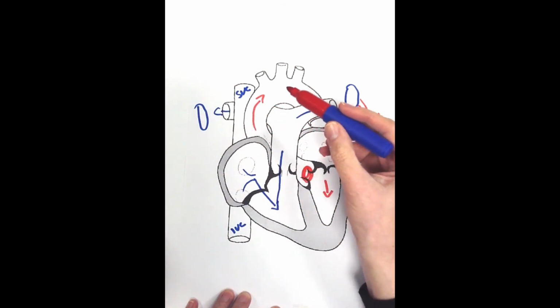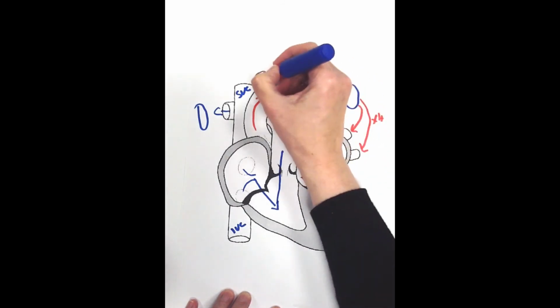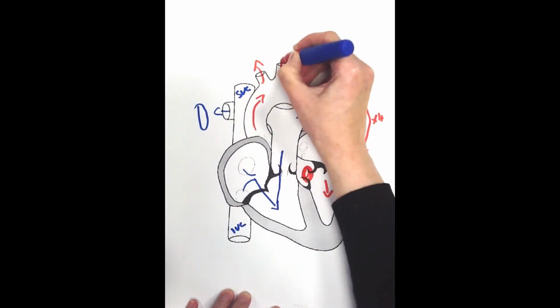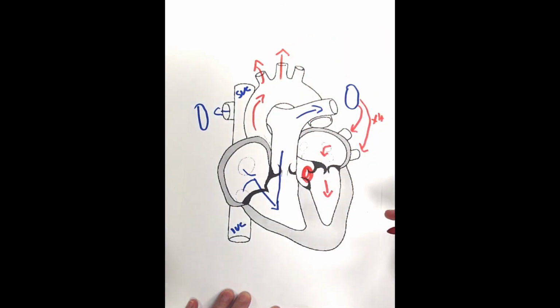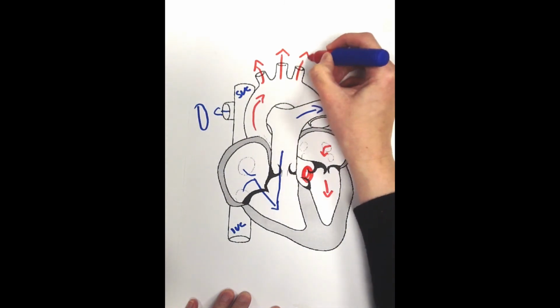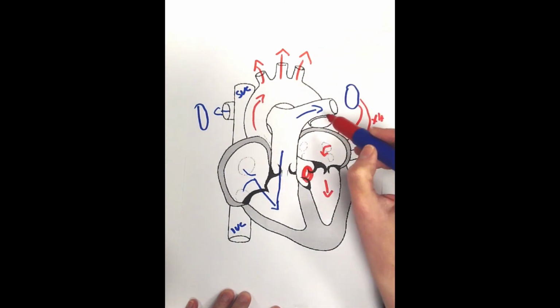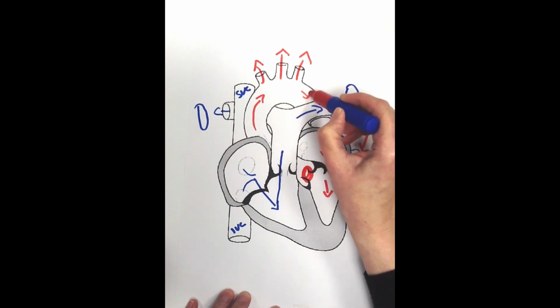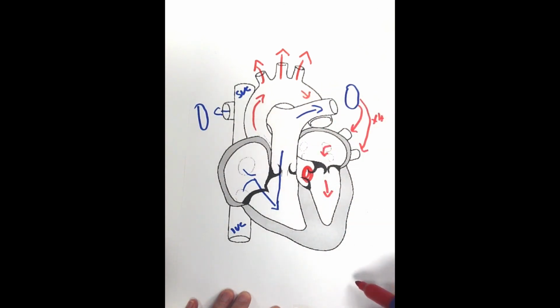Highly oxygenated blood that has been pumped into the aortic systemic arch will then go up to the head and neck via the carotid artery, the coronary arteries, and to the upper body and neck by the subclavian artery. The rest of the blood then will go down the aorta, down the descending aorta to the rest of the body.